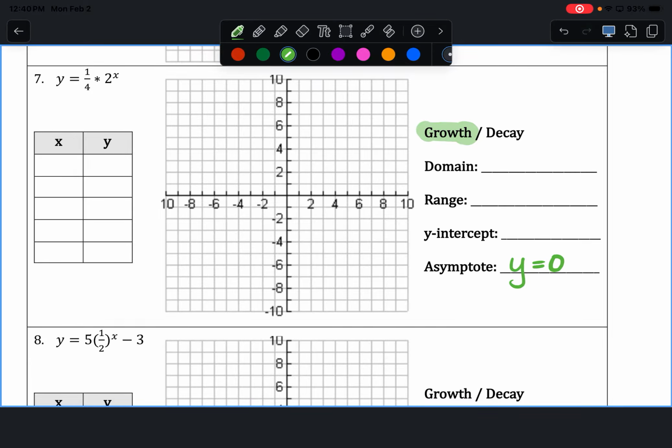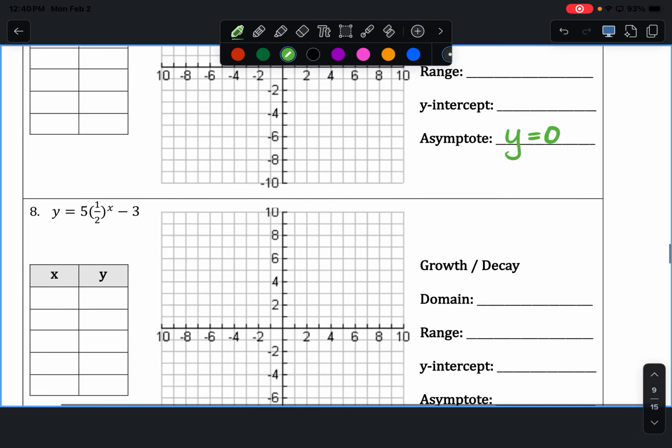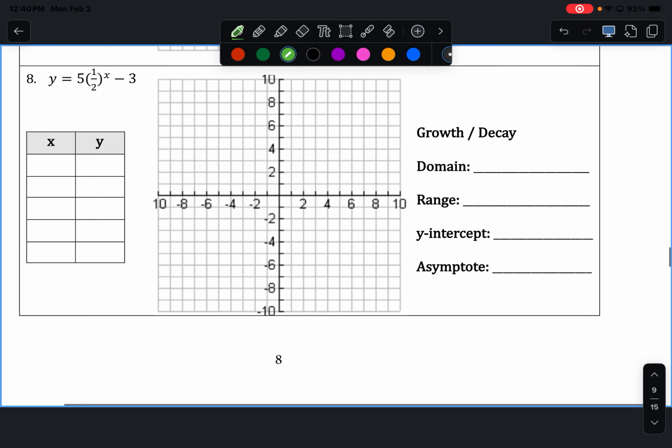Okay, now we're going to do number 8 completely together. Okay, so for number 8, what is our A? 5. What is our B? 1/2. So is it growth or decay? Okay. What is the asymptote going to be? Y equals negative 3. So at negative 3 will be the line we cannot touch.